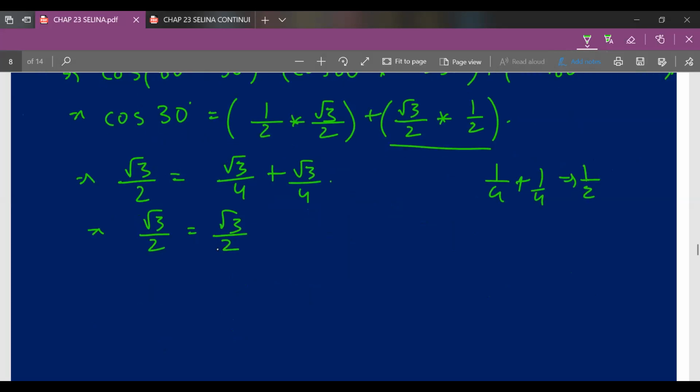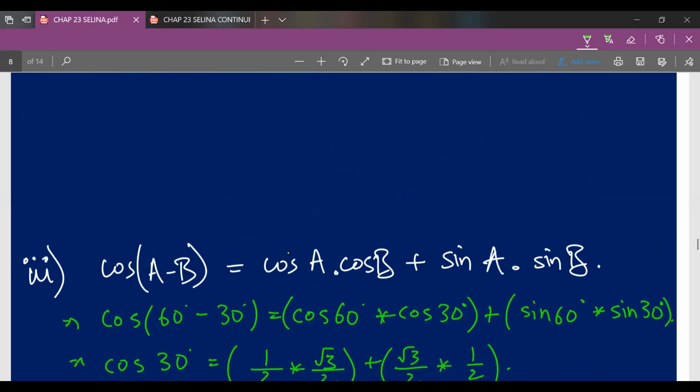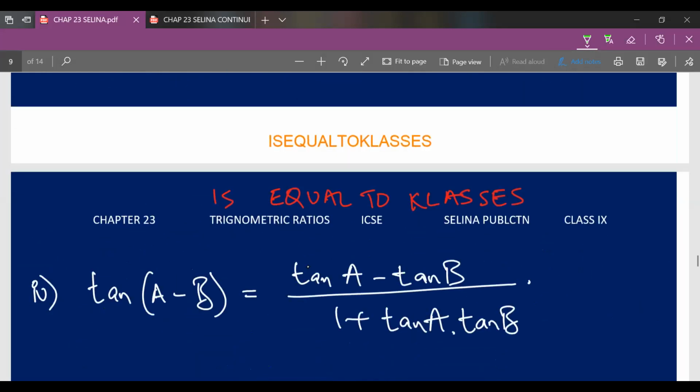So therefore I'll write it down. LHS is equal to RHS. So we have proved that both these trigonometric questions are proven, that the LHS and RHS are equal to each other. So we'll move on to our next question, that is tan A minus B is equal to tan A minus tan B upon 1 plus tan A multiplication tan B.